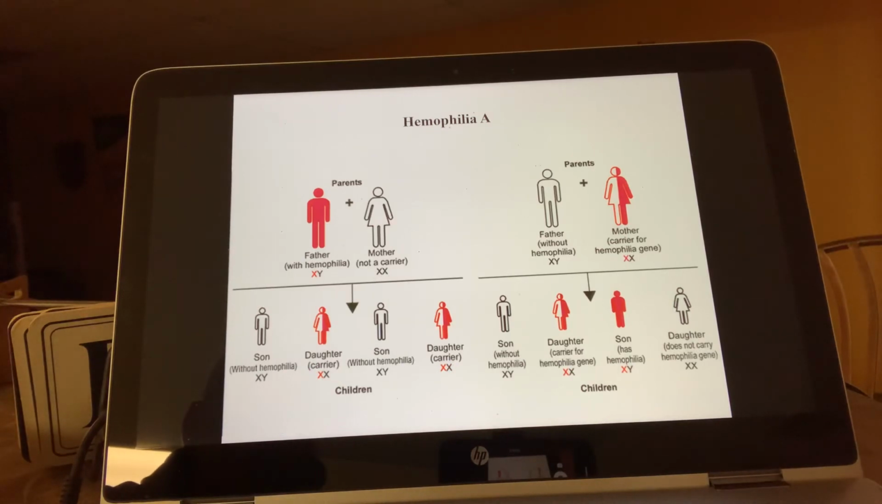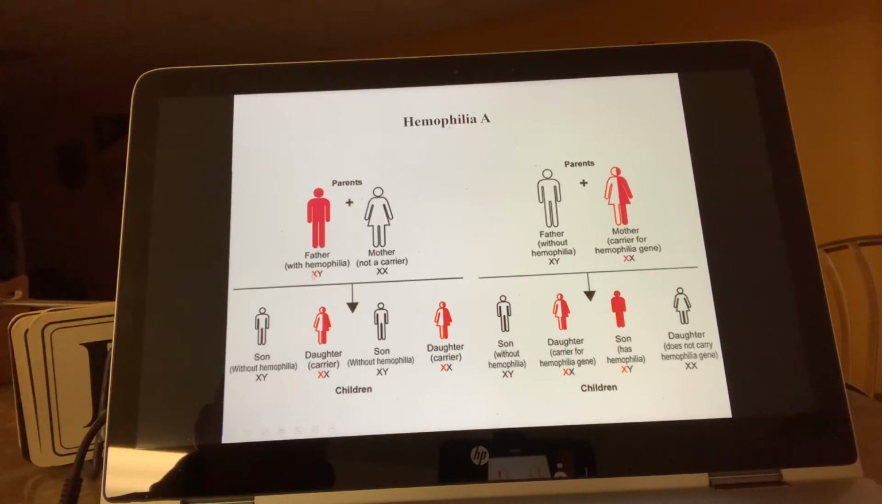This is an unusual way of looking at it. Basically, what this shows is that he is going to donate this Y chromosome to sons who are only going to get a normal X chromosome from their mother. So all of his sons will be absolutely normal.